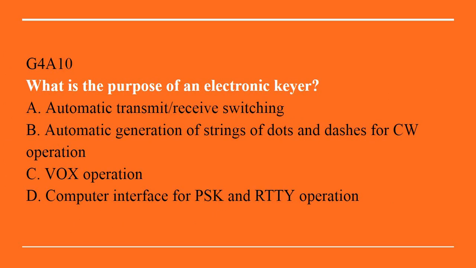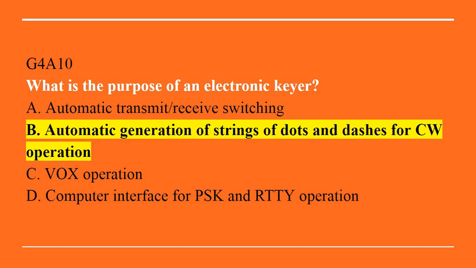G4A10. What is the purpose of an electronic keyer? A. Automatic transmit receive switching. B. Automatic generation of strings of dots and dashes for CW operation. C. VOX operation. D. Computer interface for PSK and RTTY operation. Correct answer B. Automatic generation of strings of dots and dashes for CW operation.